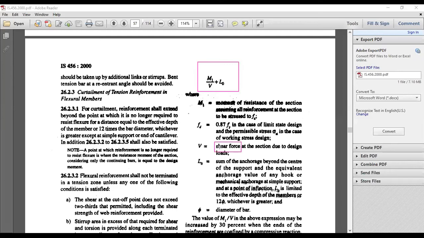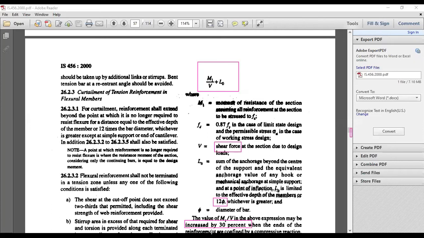And now here phi is the bar diameter, and now L0. L0 is the sum of the anchorages beyond the center of the support. Normally that value is taken as 12 phi or 10 phi. After that, if you move forward, you will observe that the value of M1 upon V in the above expression may be increased by 30%.